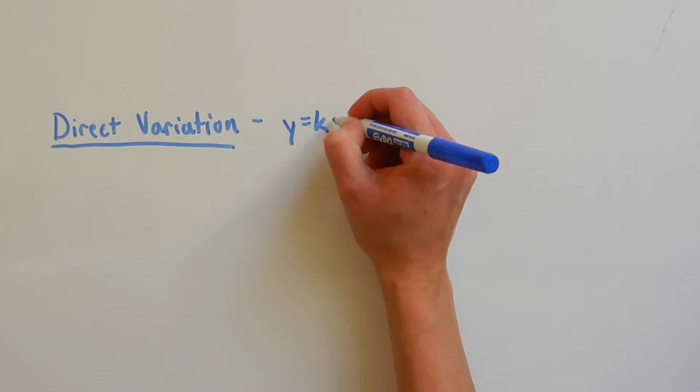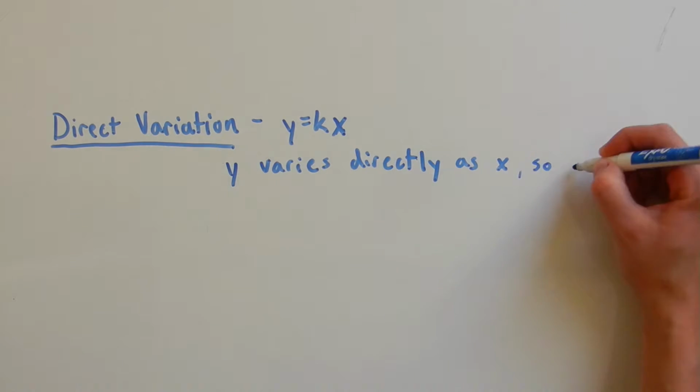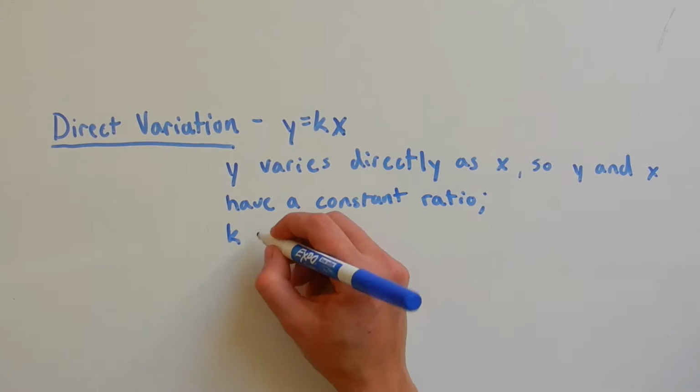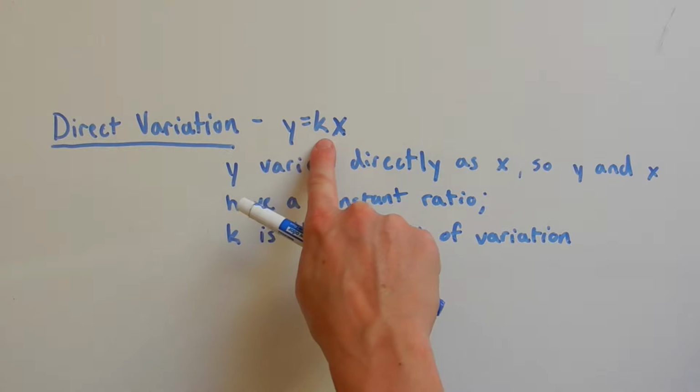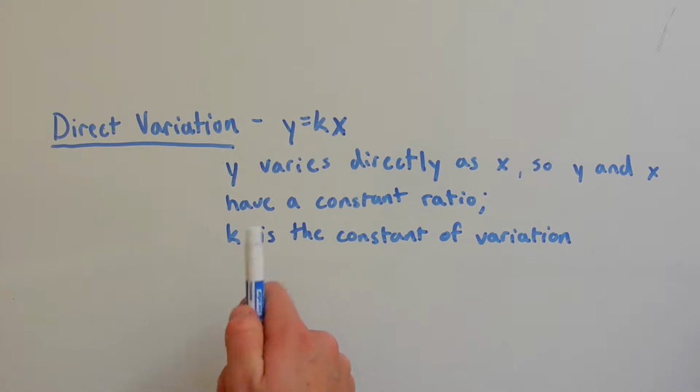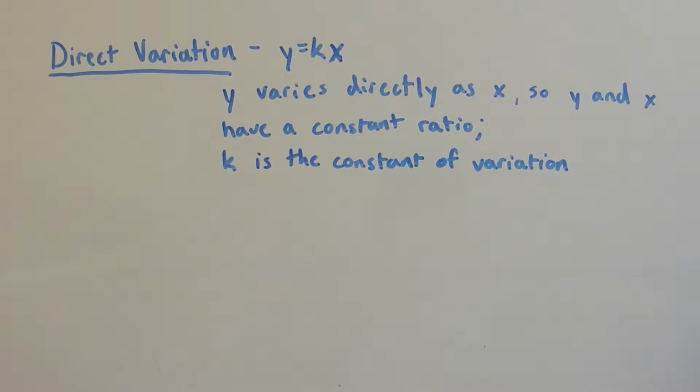In this video, we're going to go over direct variation, and we're going to see how that applies to functions. Direct variation is in the form of y equals k times x. That's saying that y varies directly as x. So y and x have a constant ratio, and this k is known as the constant of variation.